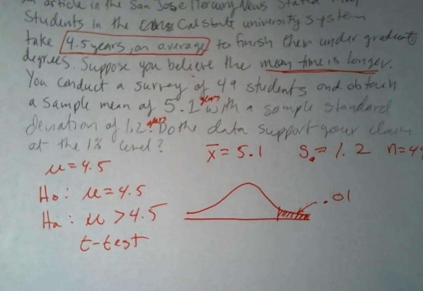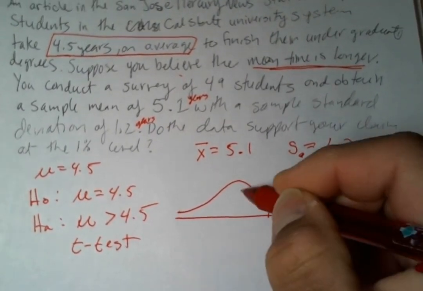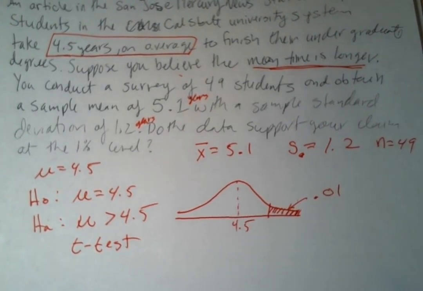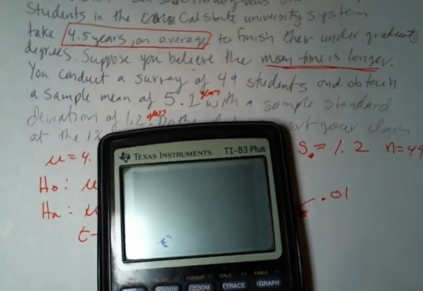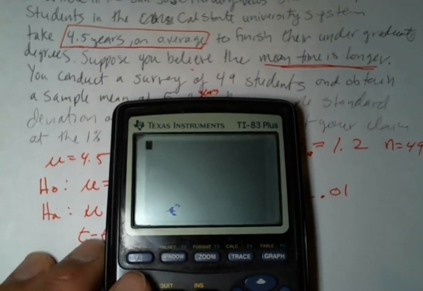All right, so at this point, I've identified all the information. I wrote all this stuff down, and again here, this would be our 4.5. So now, we'll just let the calculator do the rest of the calculations for me.